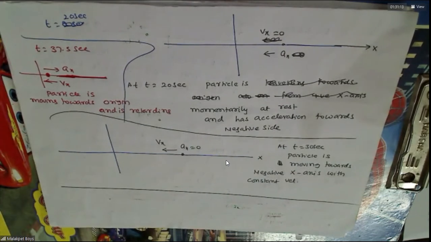Followed this? Followed, sir. Any doubt? No, sir. So go through these graphs. It's a very important thing for your IIT Advanced. Any conceptual doubts you have, basics are this. With this, you can analyze any graph. So remember, from x-t you will get v-t, from v-t you will get a-t. Understood this? Yes, sir.